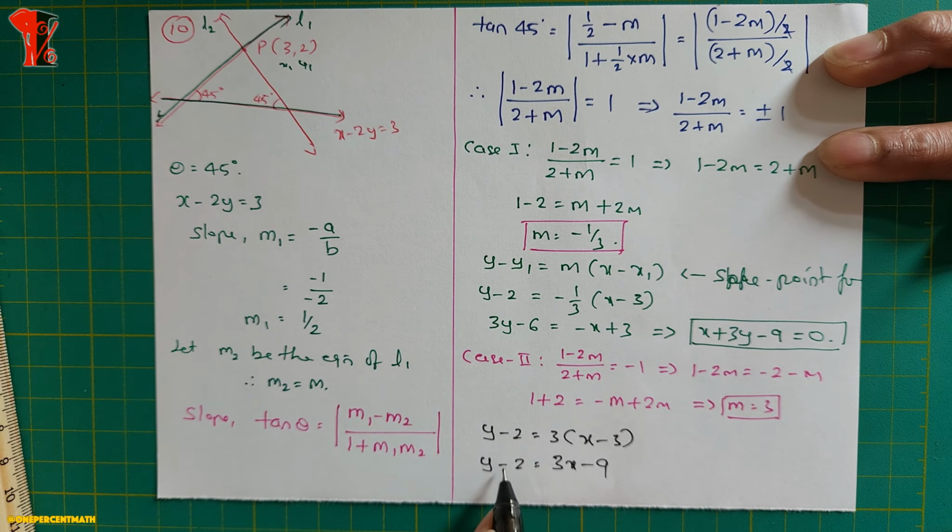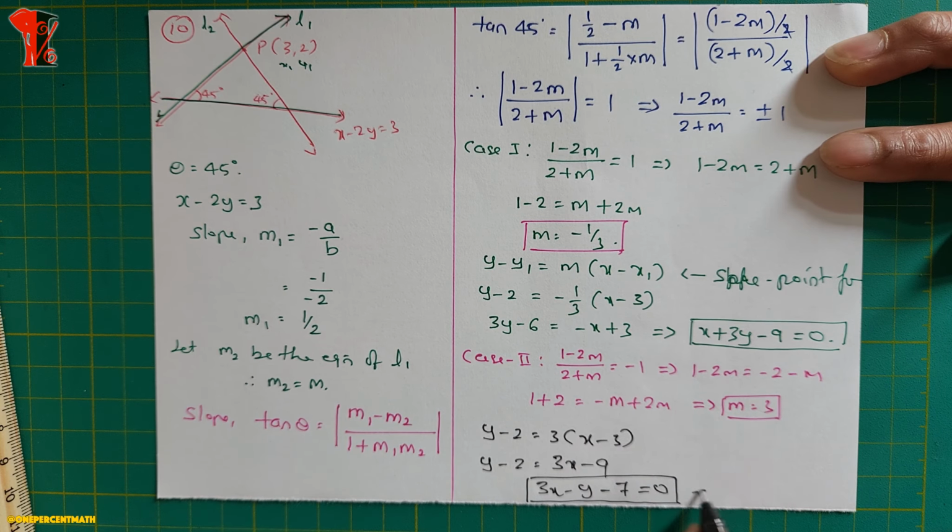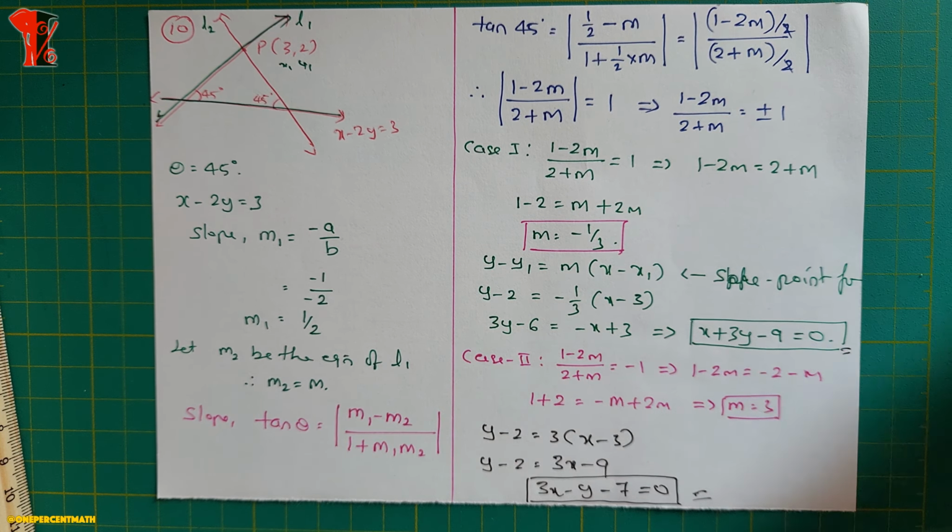Now rearrange. So now 3x is positive here. I'll bring everything to the other side, okay? So I'll be getting 3x, then minus y, and then 2 comes this side, minus 9 plus 2 will give you minus 7 equal to 0. So this is our second equation. So these are the lines, okay?